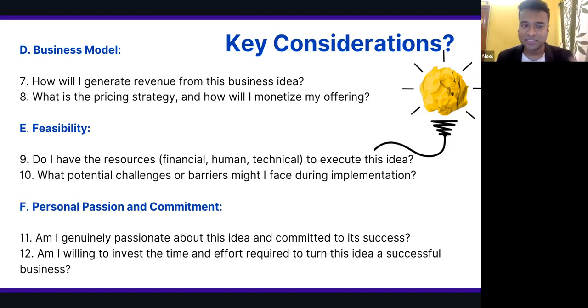Okay. And lastly, this is very important, and this is my own favorite: personal passion and commitment. Am I genuinely passionate about this idea and committed to its success? And am I willing to invest the time and effort required to turn this idea into a successful business? This is very important.